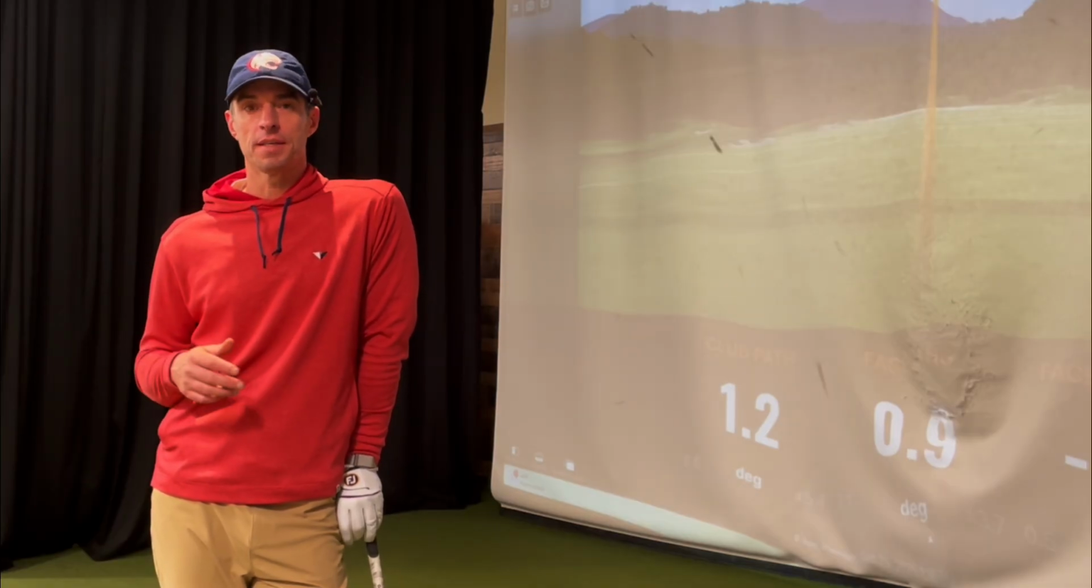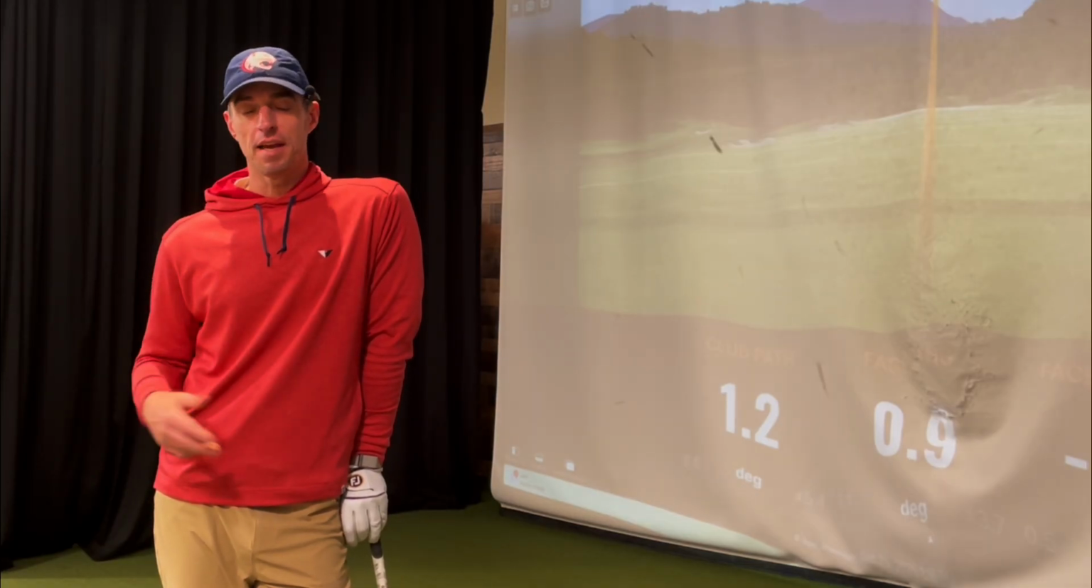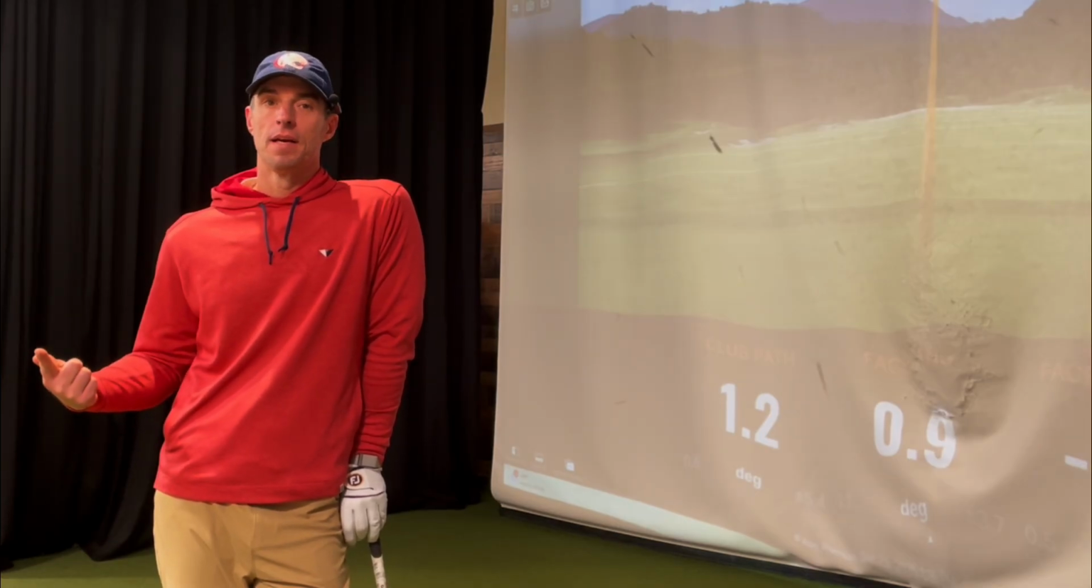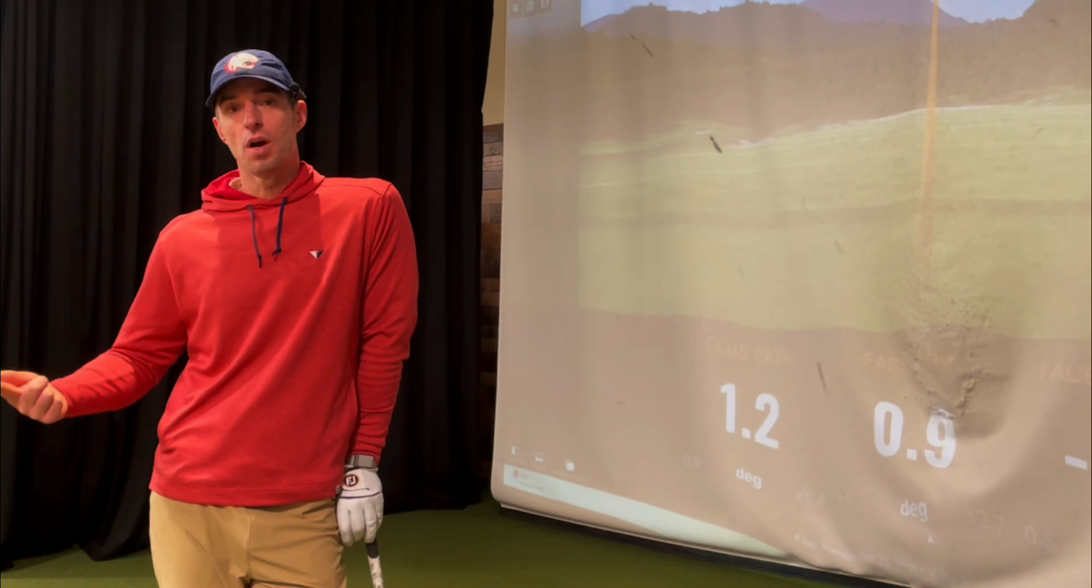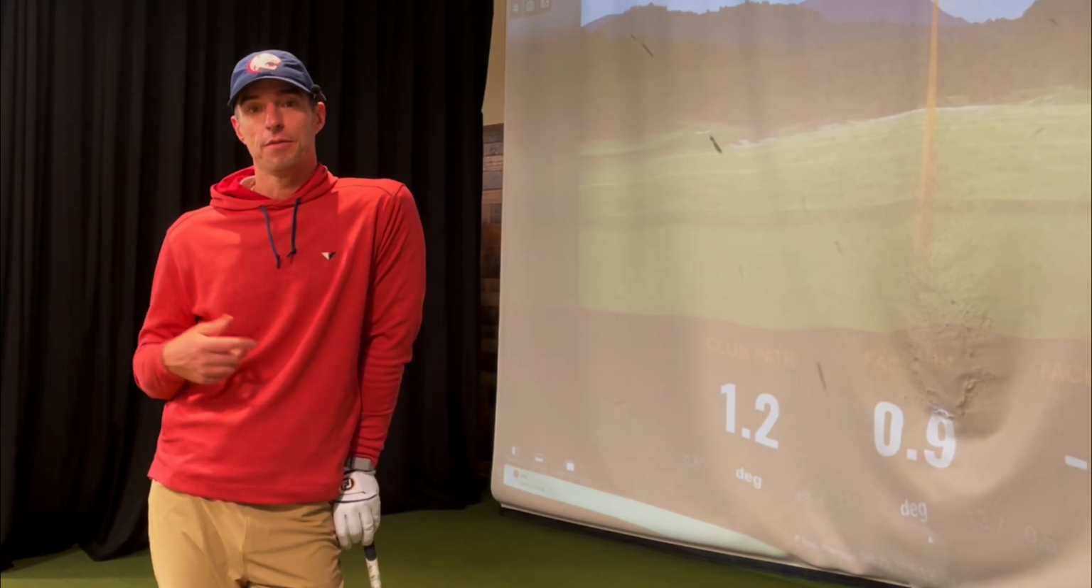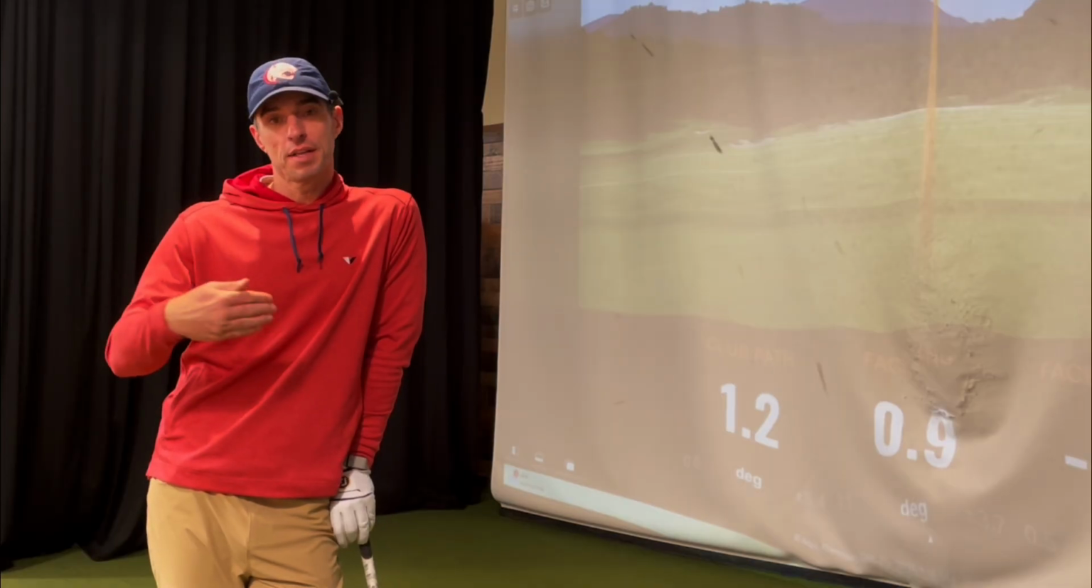The most common miss pattern that I see every day is some sort of pull slice, meaning a club face presented left of the target with an even lefter club path. So a face open to a very leftward club path.